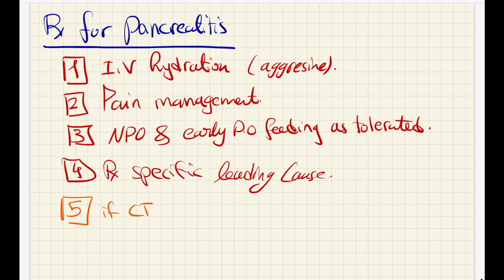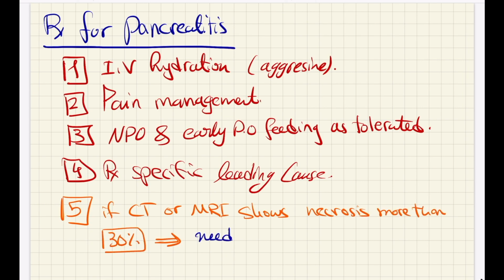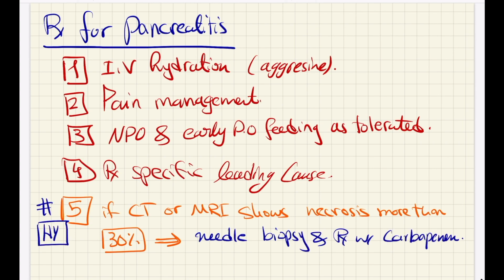Usually, it's very important to know this information that we do CT scan or MRI to detect the percentage of necrosis. If it's more than 30, then we need a needle biopsy to get a tissue, and if the patient has infected necrotic tissue, then we need to start antibiotics. Usually we give carbapenems like meropenem or ertapenem. Also, it's worthy to mention if the patient has necrotic pancreatitis, then this patient needs a surgical consultation.